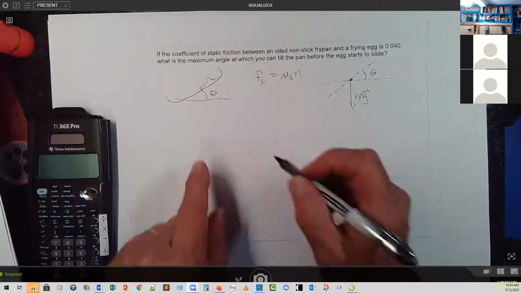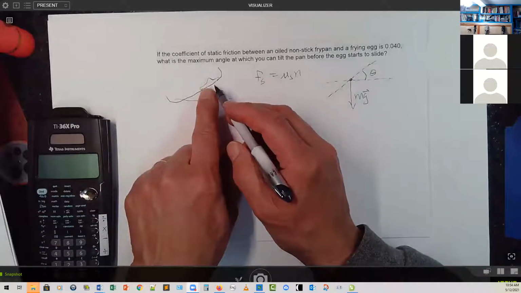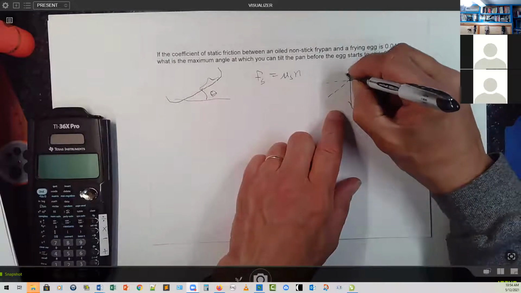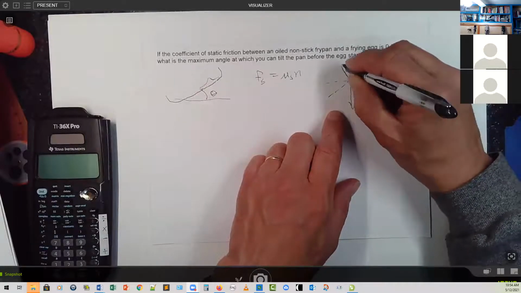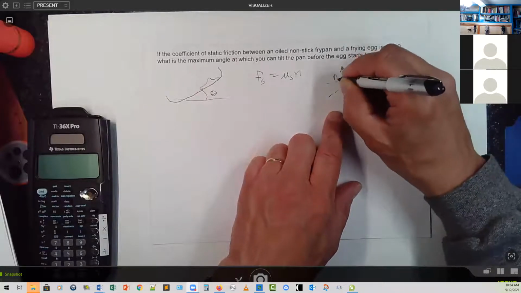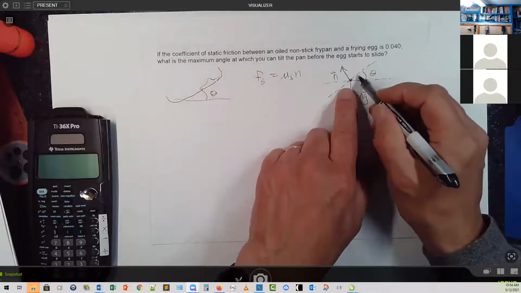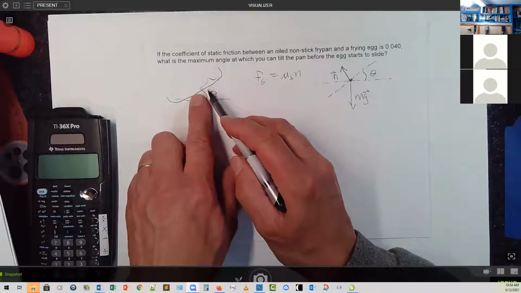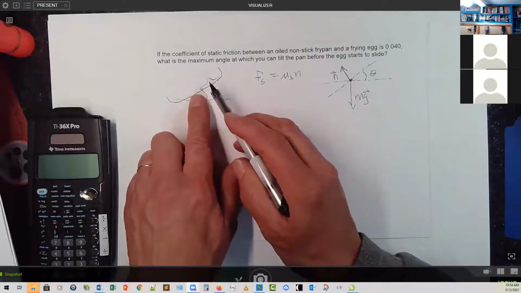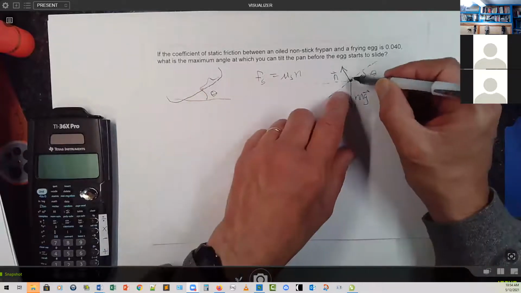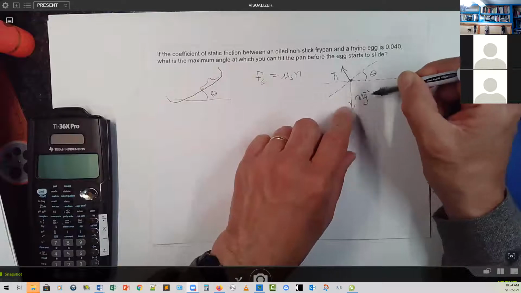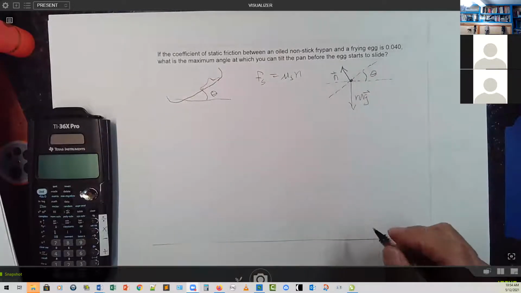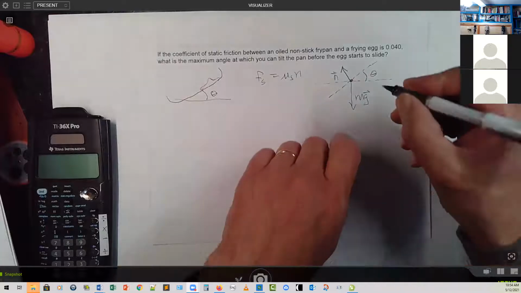Now, the egg is sitting there on the fry pan. Another force that acts is the normal force, and normal forces are perpendicular to the surface. So even when the surface is at a tilt, that force will be perpendicular to it. It's not vertical anymore. And so the normal force will not equal the weight when you've got a tilted surface. So that's something new. I don't think we've done a problem like that before.